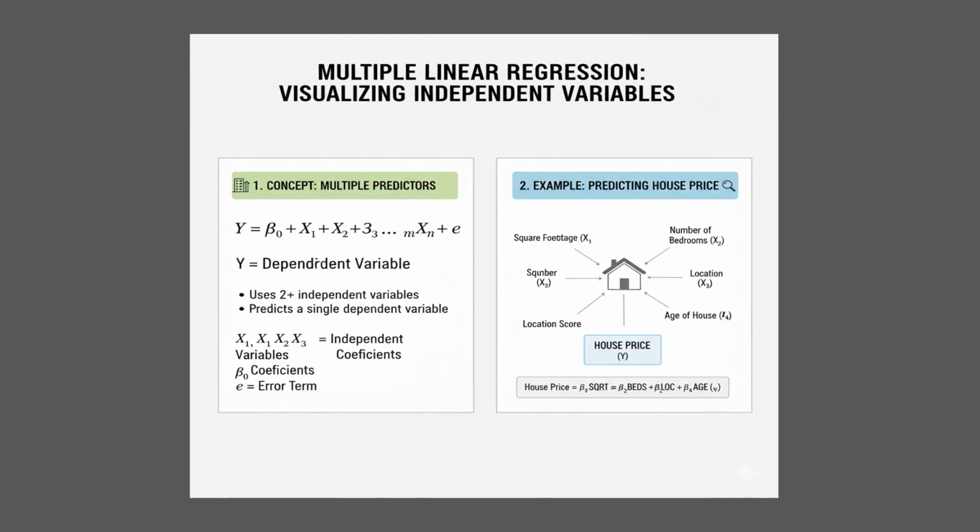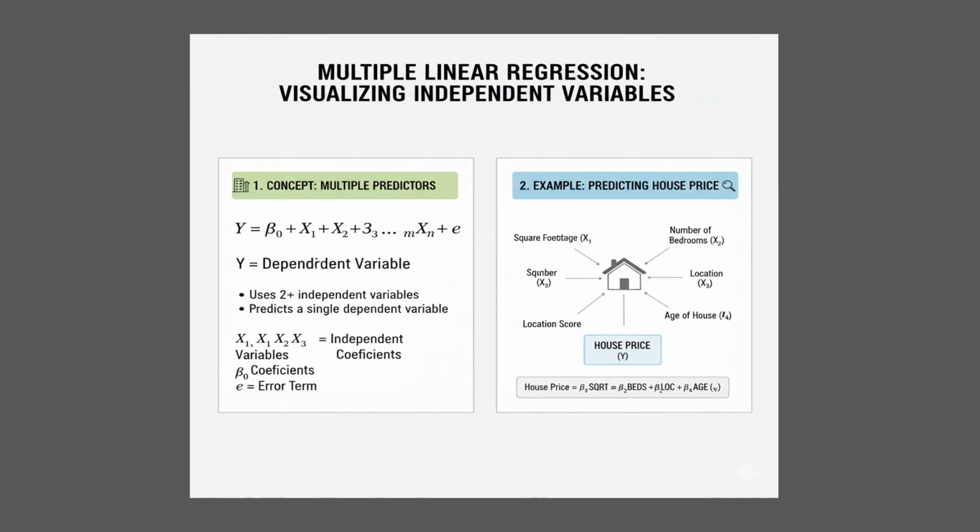Now, what we have looked at so far is simple linear regression with just one x variable, right? But in reality, life is more complex. The price of a house won't just depend on the price per square feet. It also depends on the number of bedrooms, the location of the house, the age of the house, and many more parameters. So when you have multiple variables, this is where multiple linear regression comes into the picture.